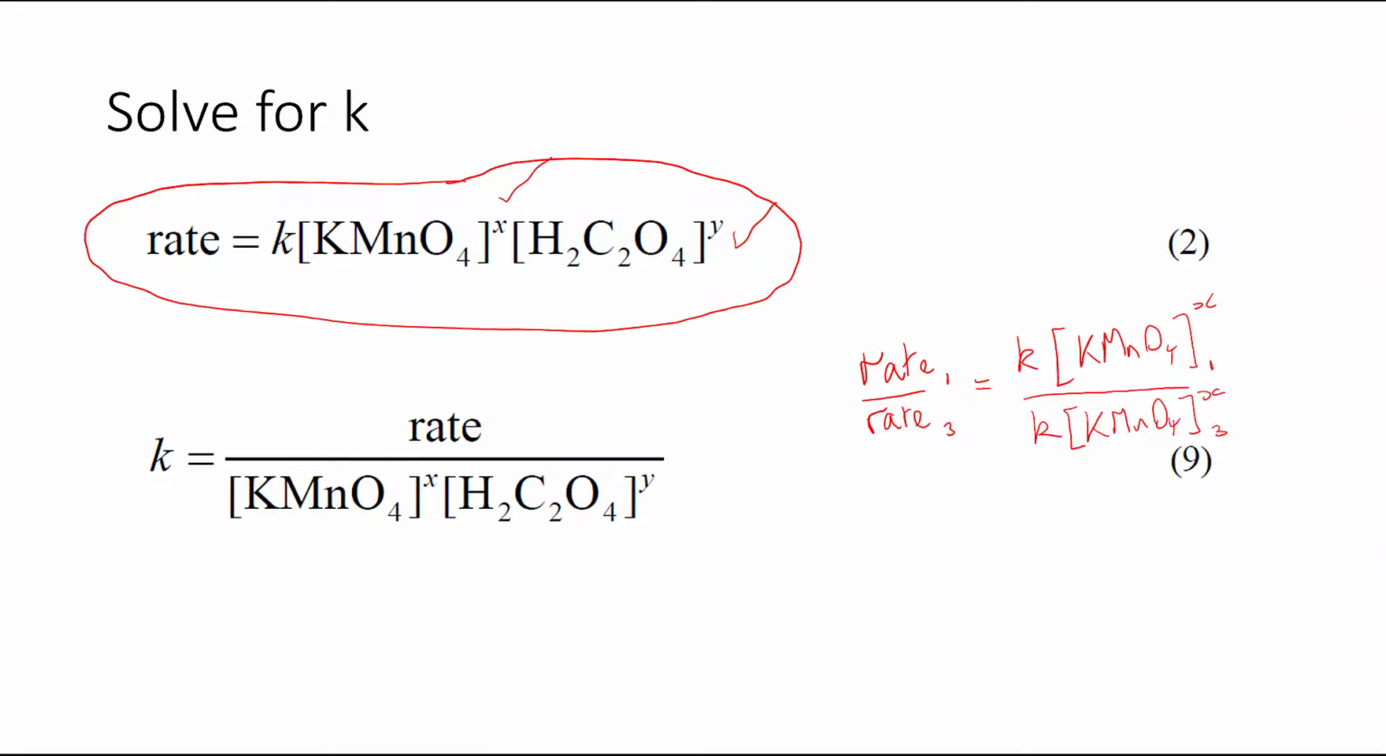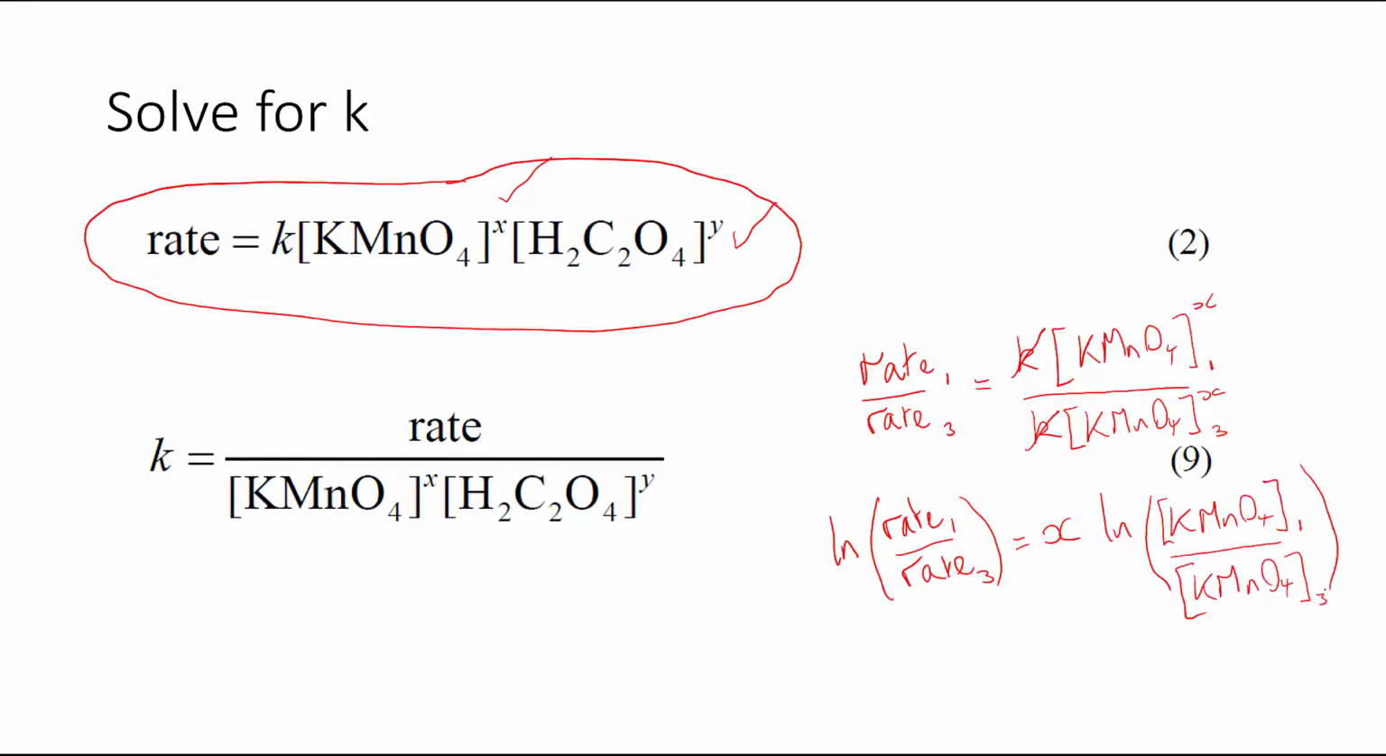I did not mention this earlier, but in fact we can also cancel the rate constant, since it's the rate constant that's the same for both equations. And again, taking natural logs, we can solve for x eventually by doing some simple algebra.